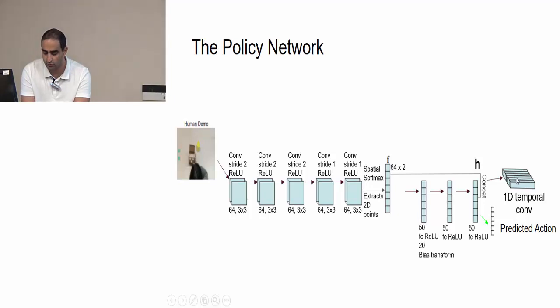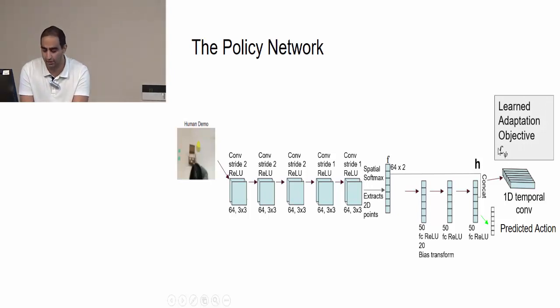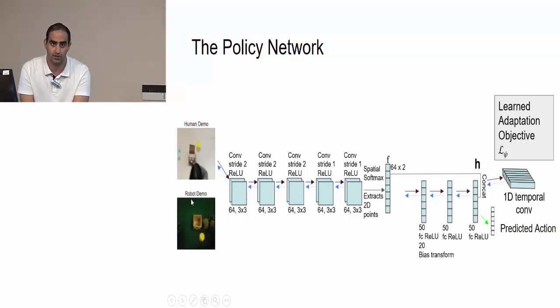And right now we just want to look at this 1D temporal convolution as a black box. It just calculates L psi for us. And after calculating L psi by backpropagating, it gives us the inner gradient which we can use to adapt our policy to this task. Then we have the robot demonstration.